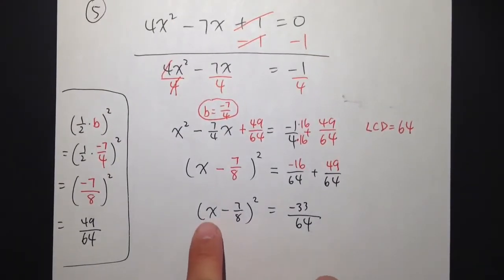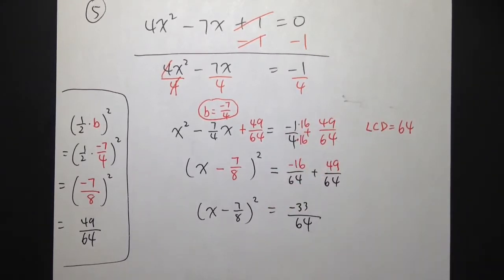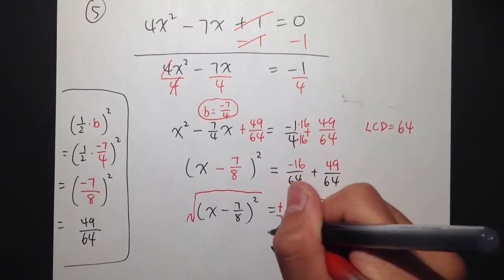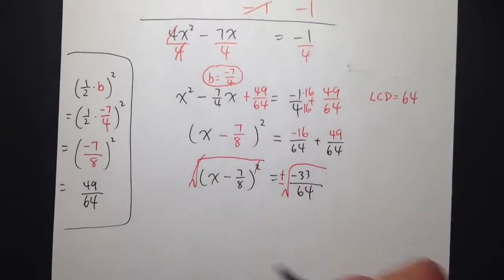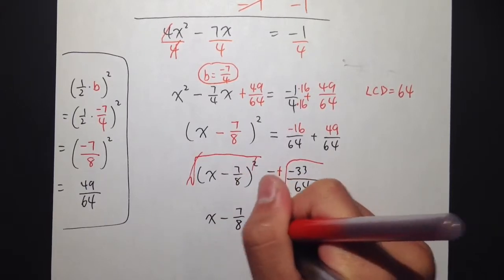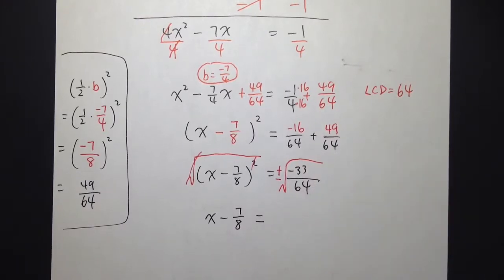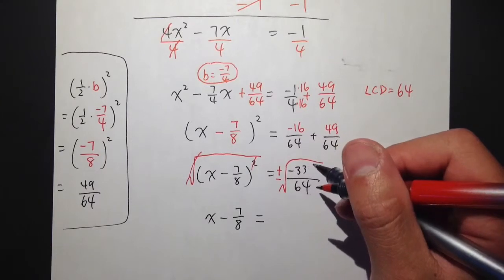So now we have something inside of the parentheses to the second power, it's equal to a number, right? Even though it's a fraction, even though it's a negative number, it's okay, we can handle it. Square root both sides, and don't forget the plus minus on the number. Square root cancels, I will have x minus 7/8 equals plus minus square root of negative 33 over 64.